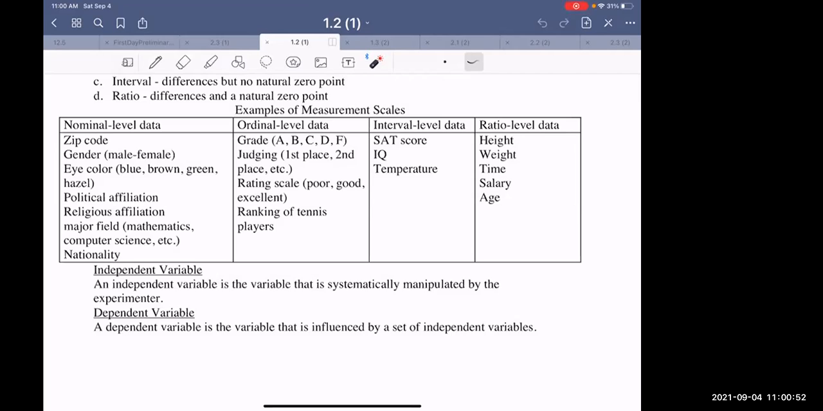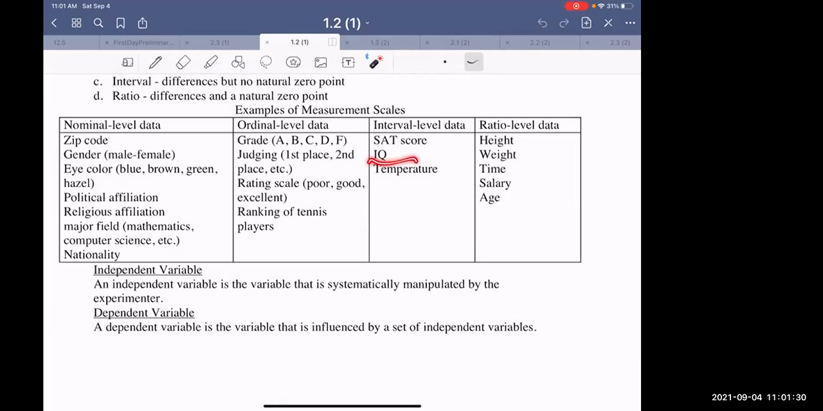Okay, so not only can I say the order, right? But I can say you've done so much better than the other person. You have 20 points more than the other person. So I can take differences. I can say that a score of 520 is 20 points higher than a score of 500. Okay? So not only can I do the order, I also can do differences. But 0 doesn't mean none.